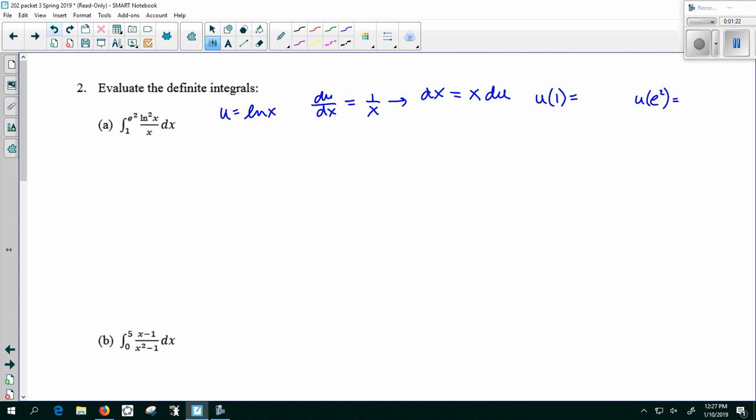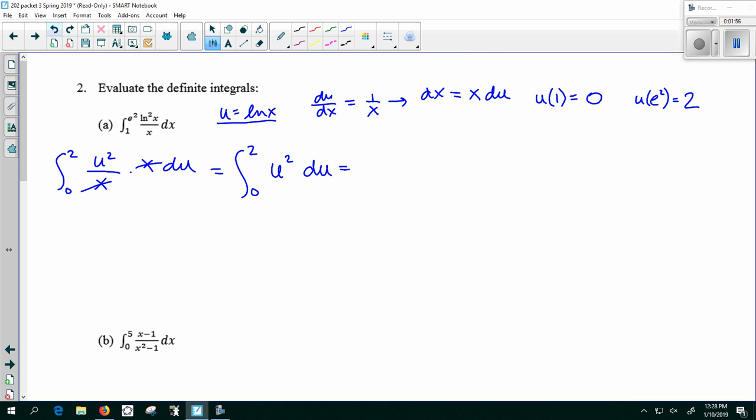So u of 1, if I plug a 1 into my formula that I set up for u, which is the ln of x, the ln of 1 is 0, and the ln of e squared is 2. So this becomes the integral from 0 to 2 of u squared over x times dx, which is x times du, and lucky for us, those x's cancel. So this becomes the integral from 0 to 2 of u squared du.